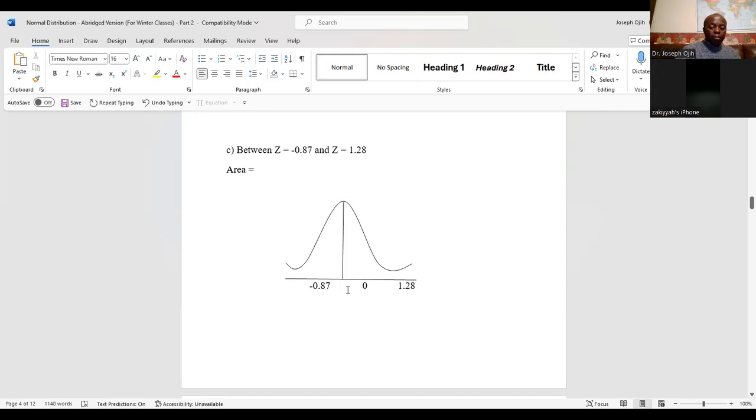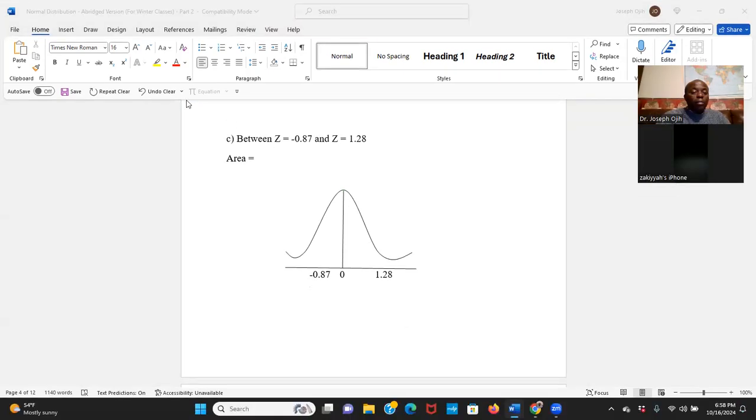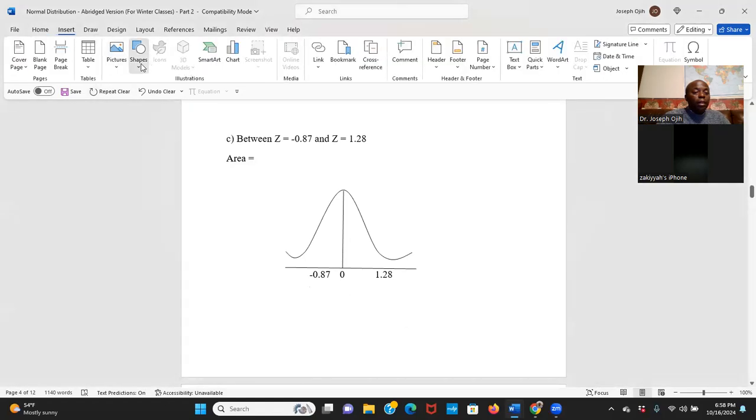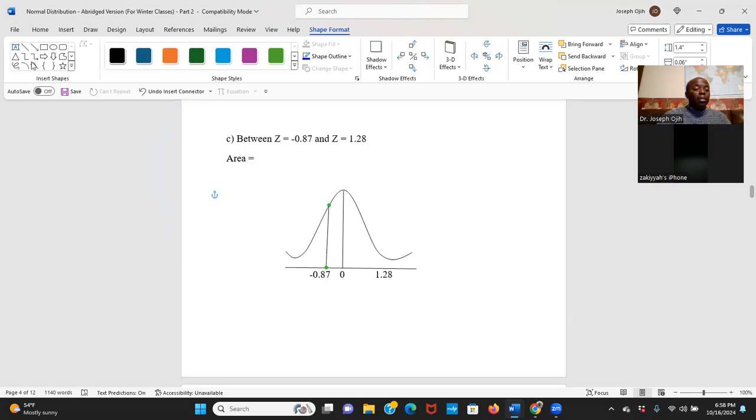Now I'm gonna put the lines. I'll present negative 0.87. 1.87 right here. Then 1.28 is for this one here.